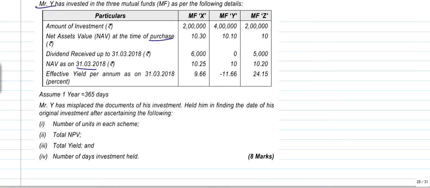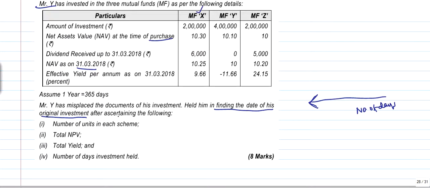Mr. Y has misplaced the documents of his investments and is unable to find the date of his original investment. So we have to find the date of original investment. So we have to go back. First we have to find the number of days, then we have to go back from which date, 31st March 2018. Okay, number of units in each scheme, I will do only X.